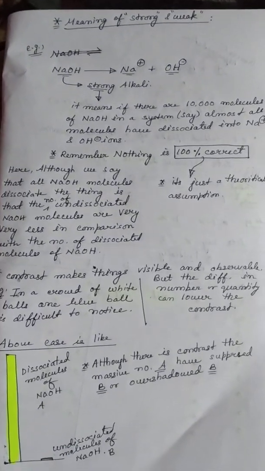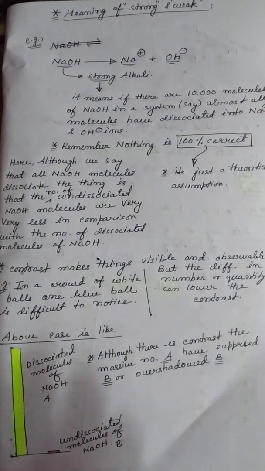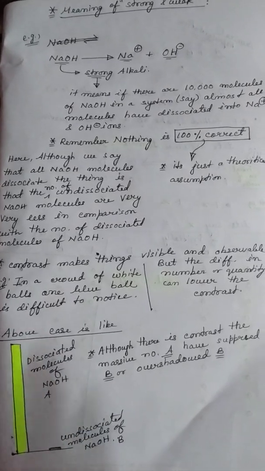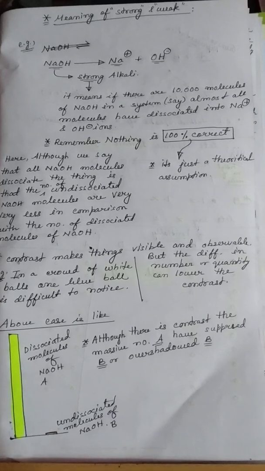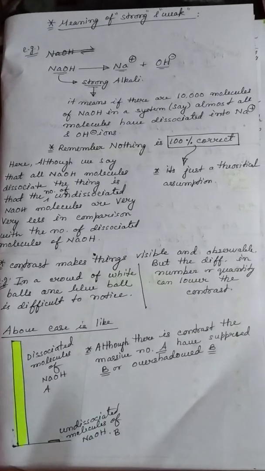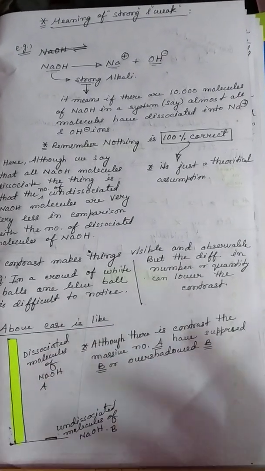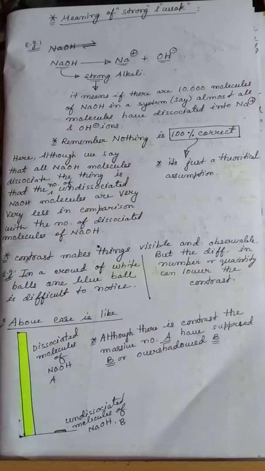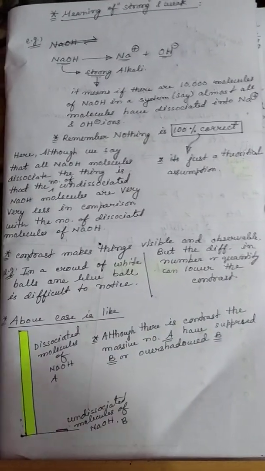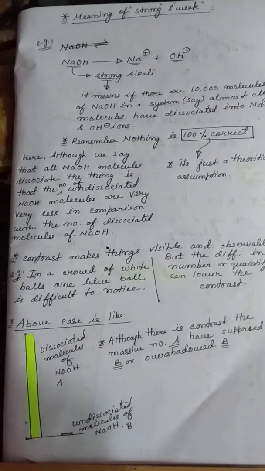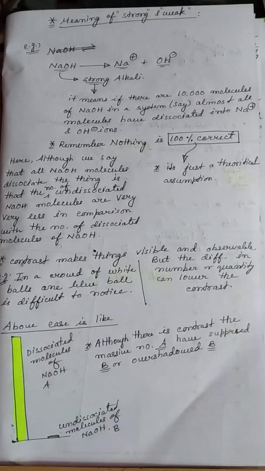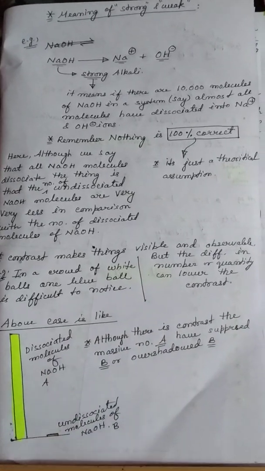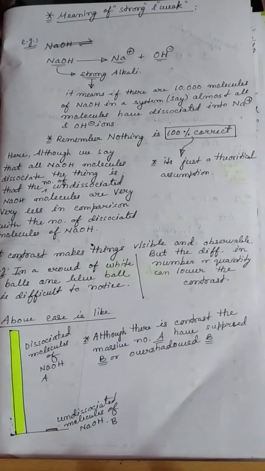That's interesting. NaOH dissociates to give Na+ and OH-. Now we say that NaOH is a strong alkali. It means if there are 10,000 molecules of NaOH in a system, let's assume that almost all molecules have dissociated into Na+ and OH-. Out of 10,000, you can say almost all molecules have broken themselves into Na+ and OH-.